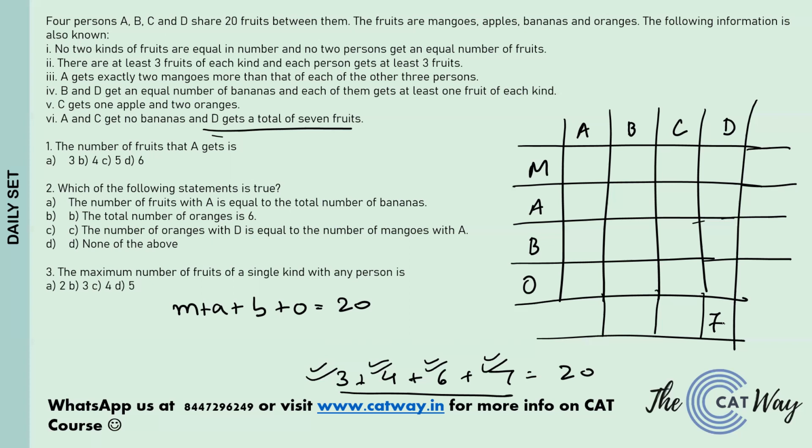Now let us move ahead. What we have been given, if you read point 3, is that A gets exactly 2 mangoes more than each of the other 3 persons.